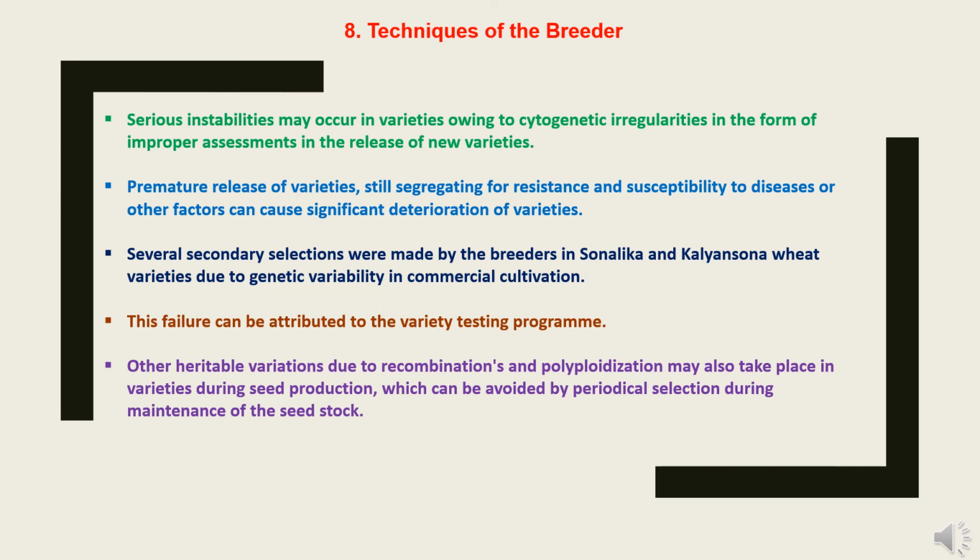In addition to these factors, other heritable variations due to recombinations and polyploidization may also take place in varieties during seed production, which can be avoided by periodical selection during maintenance of the seed stock.